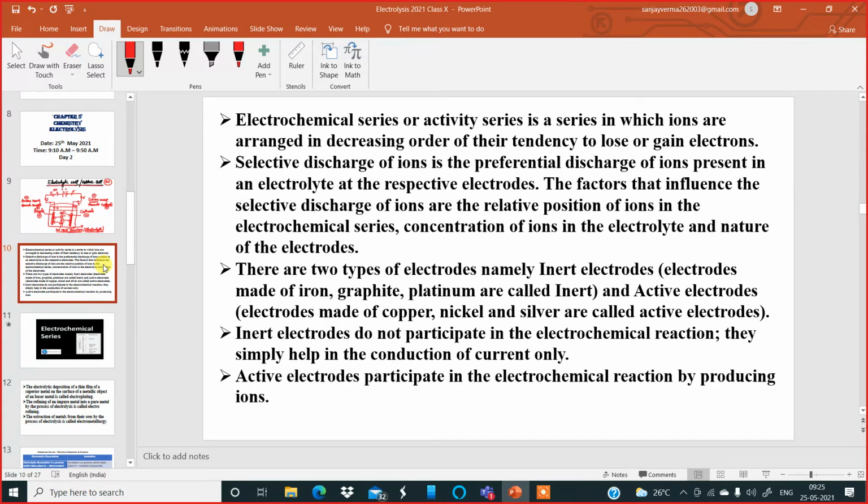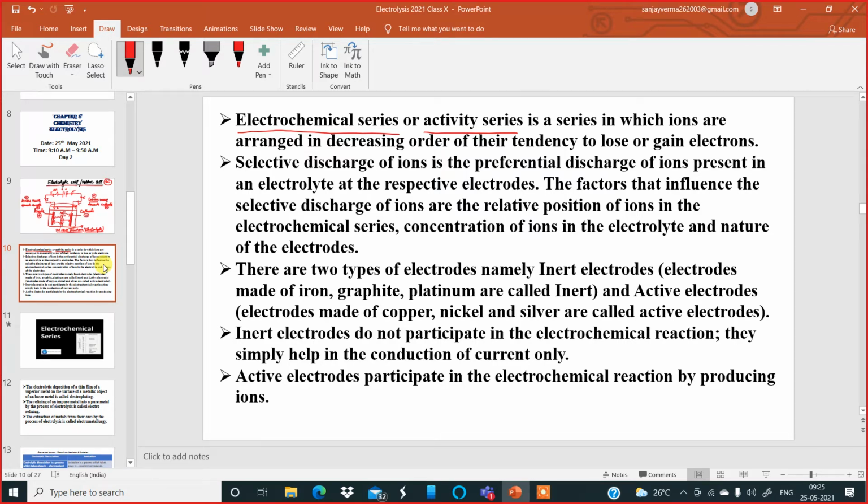The next thing I would like to explain to you is something called the electrochemical series, or activity series. My dear boys, when you were in class 8, we learned the activity series of metals, isn't it?